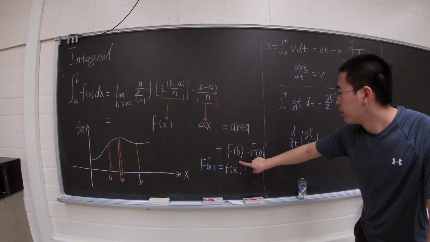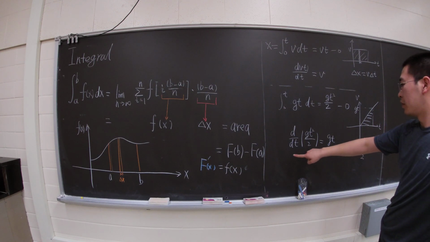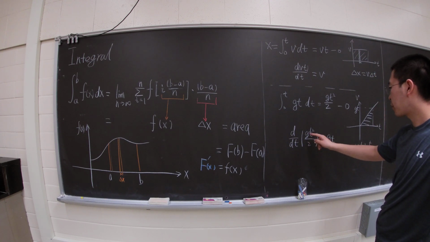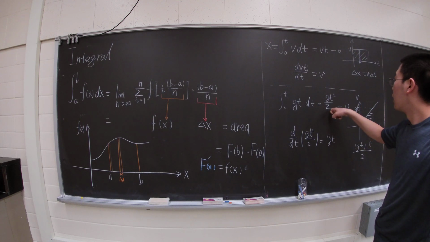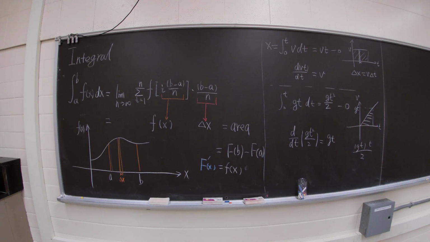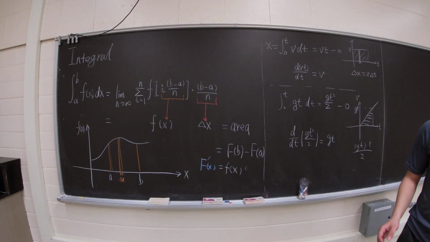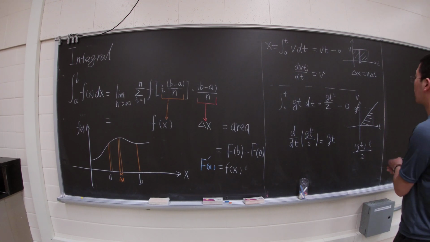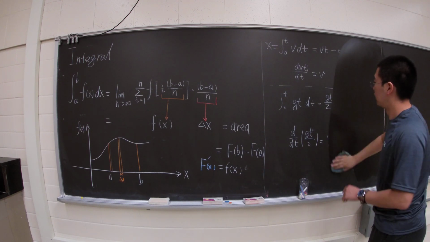Another method is doing the antiderivative, or the integral, the reverse derivative, I would say. The derivative of gt squared over 2 will be gt. Then we will have this here. And the general way to solve it is basically as follows.